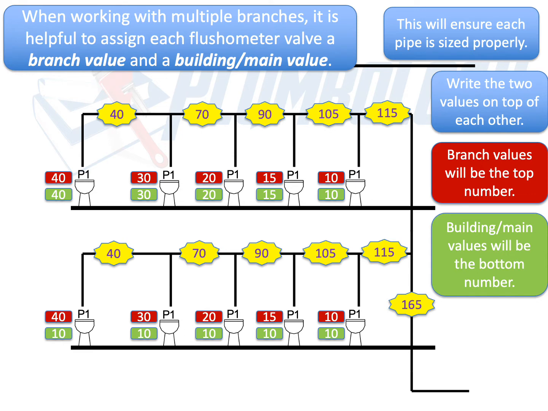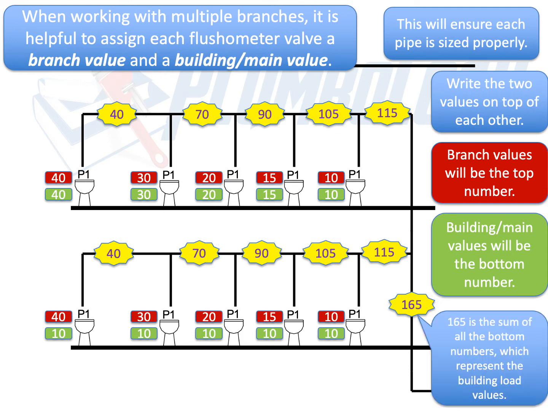So that would have been a building on one floor. That's how we would have labeled them. If we added up all those numbers, it's 165. So that's the advantage of using 2 numbers for every flush valve. So 165 is the sum of all the bottom numbers in this drawing that we're looking at. And that represents the building load values.